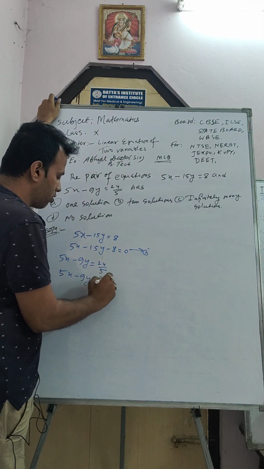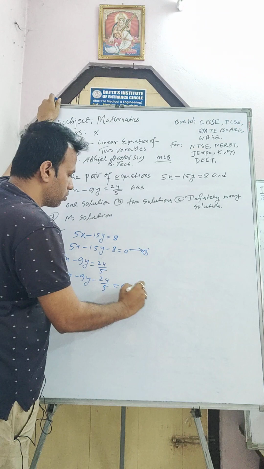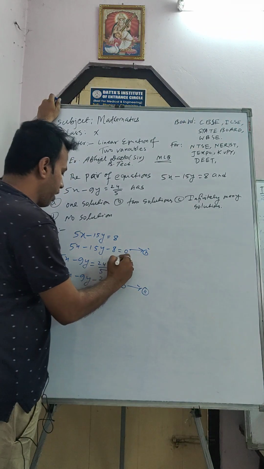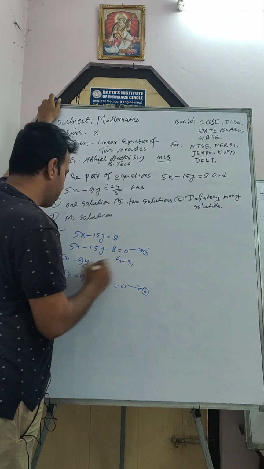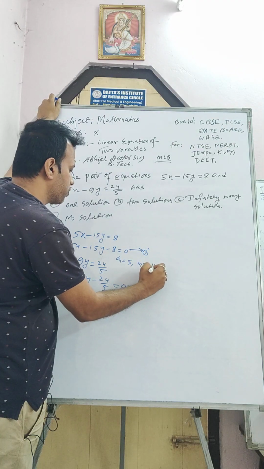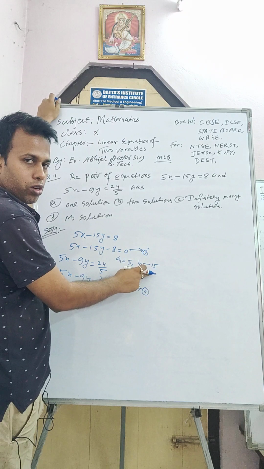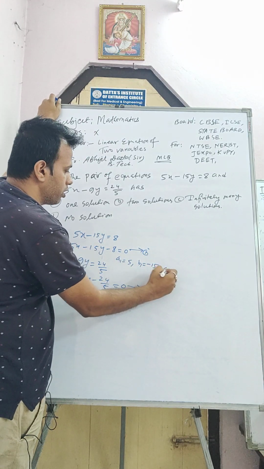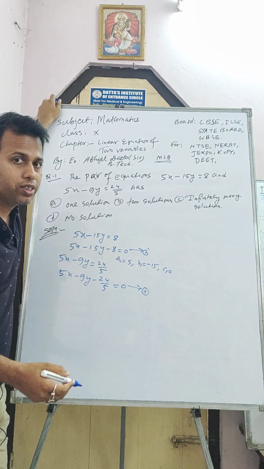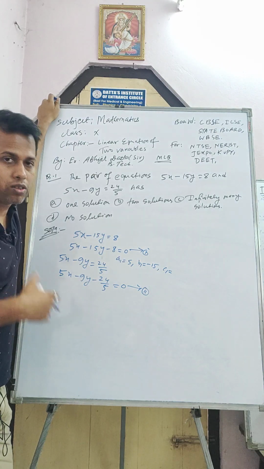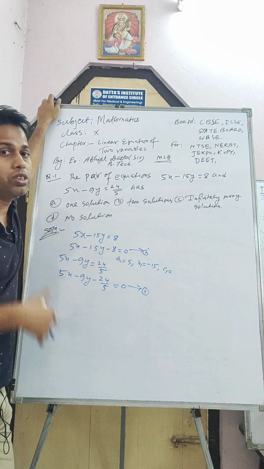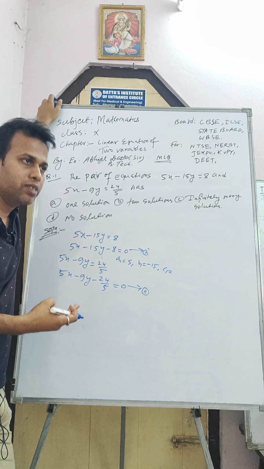5x minus 9y minus 24/5 equal to 0. Okay, so here what is a1, sir? 5 is the coefficient of x, b1 is the coefficient of y. If there is a minus, you have to consider the minus also. And c1 is with sign; when you consider the coefficient, you have to consider it with sign. It may be minus, it may be plus.